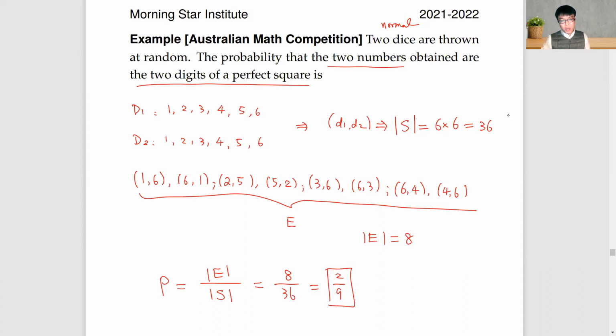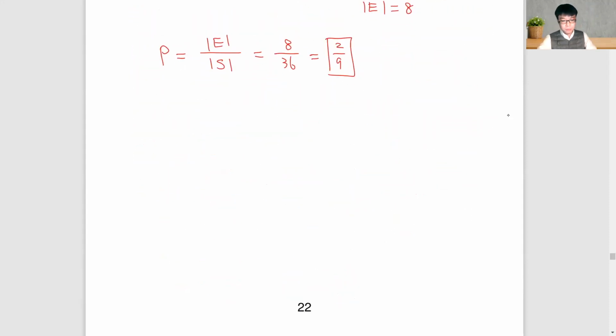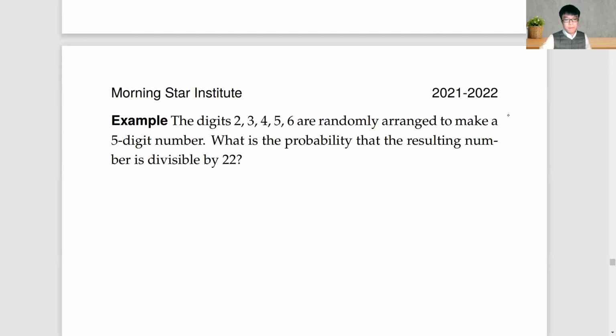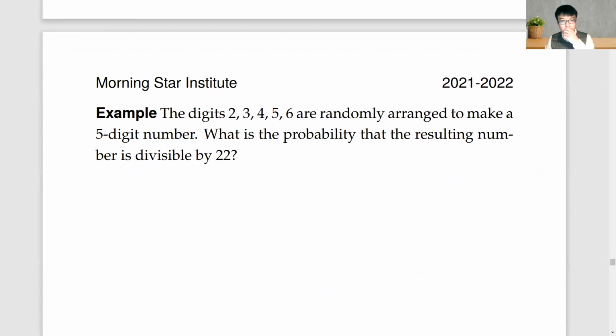Okay, next, let me also do a question that's related to number theory. Now we have digits 2, 3, 4, 5, 6. They are randomly arranged. We have a permutation here, 5 numbers, to make a 5-digit number. What's the probability that this number is divisible by 22? So it seems to be a number theory question, but in terms of probability. Okay, let's see. Well, first we consider the sample space. The sample space is all arrangements.